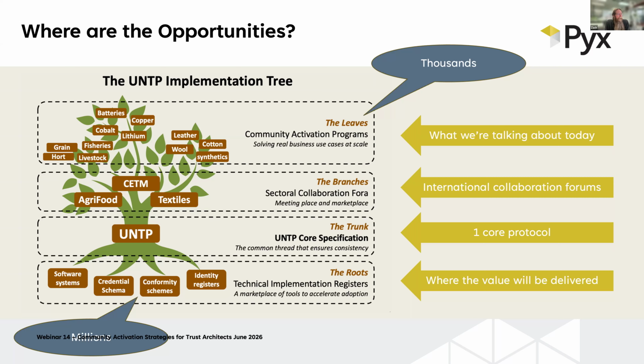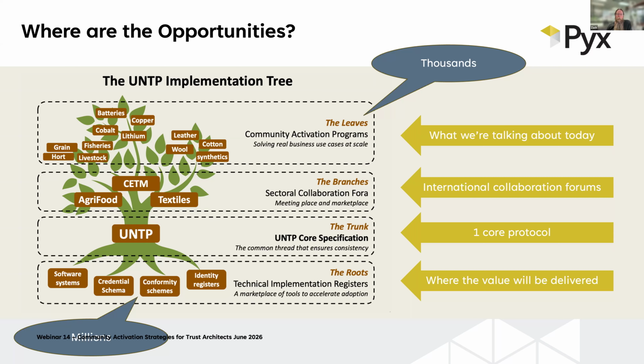The idea of this implementation tree is that UNTP is one core protocol that people build on top of. By starting with a core protocol and extending out, we are able to maintain interoperability. Maintaining that interoperability, even as we're solving some of the structural challenges in the marketplace, is the key value proposition of this step.